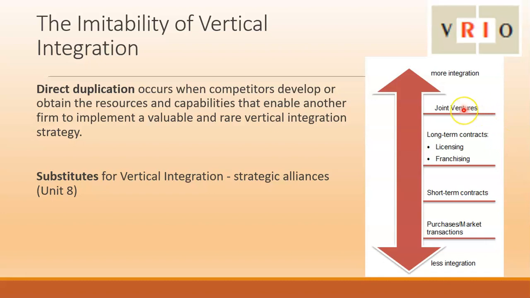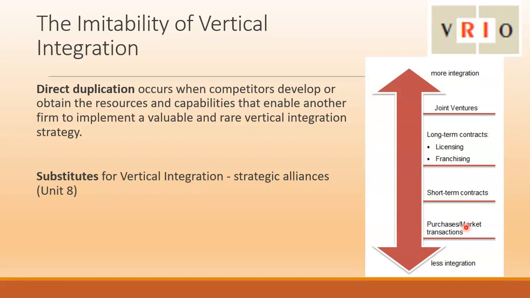So if the company is doing joint ventures, they're more integrated into a firm. If they're doing long-term contracts in terms of licensing and franchising, then it is more integration. Short-term contracts now would be less integration, and then market transactions. Other arrangements like alliances that we will look at in a further topic, that is less integration.